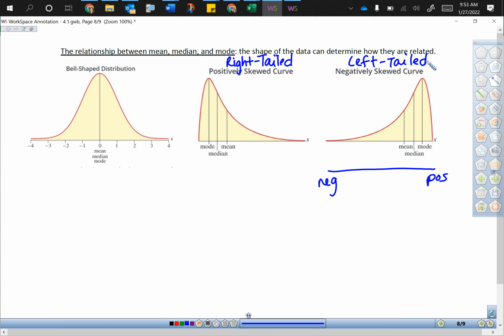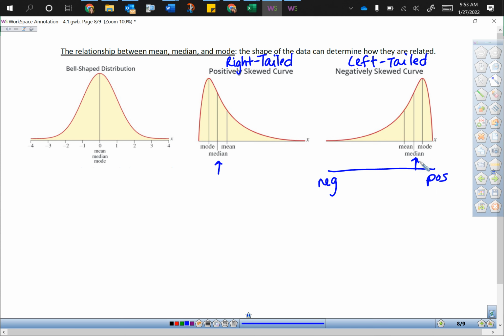So the big thing here is you need to be able to tell the difference between these graphs, not only with names, so bell-shaped, right-tailed, and left-tailed, but also with where the mean, median, and mode are located. If it's a bell-shaped distribution, they're all the same. They're all in the same line, they're all in the middle. The difference between right-tailed and left-tailed is literally only the mean and the mode. Look at the median in those two. Notice how the median here is in the middle and the median here is in the middle. That's still never going to change.